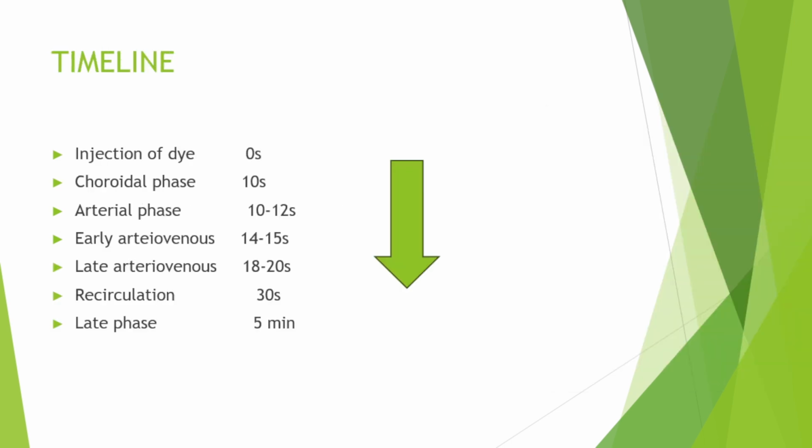This is the timeline. Injection of dye is at 0 seconds. Choroidal phase starts at 10 seconds. Arterial phase starts 1 to 3 seconds after the choroidal phase. Early arteriovenous phase is at 14 to 15 seconds. Late arteriovenous phase is at 18 to 20 seconds. Recirculation is after 30 seconds, and late phase after 5 minutes.